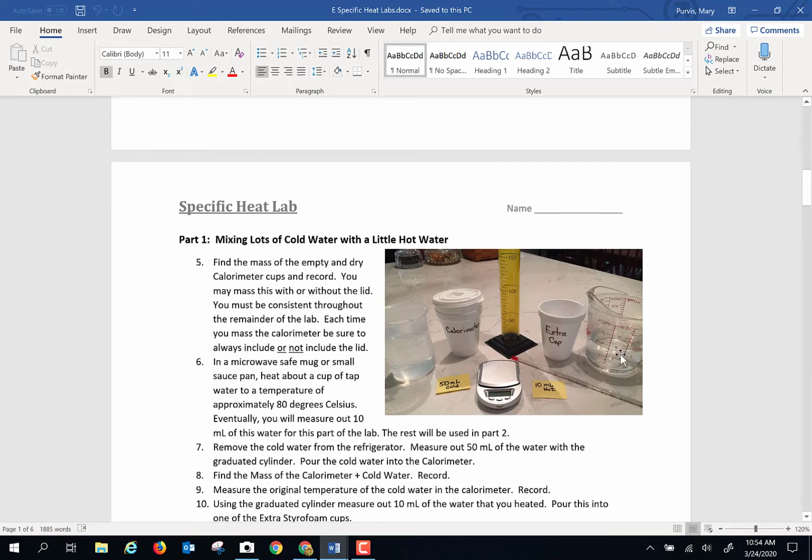I heated the hot water in my microwave with a measuring cup. You could certainly do this in a microwave safe mug. The cold water I put in a beaker. I use cold tap water, and then I put it in my fridge to get it extra cold. You're going to measure each of those in the graduated cylinder and pour them in the extra cup, labeled extra cup. Take the temperature in here, and then you're going to mix them in the calorimeter.